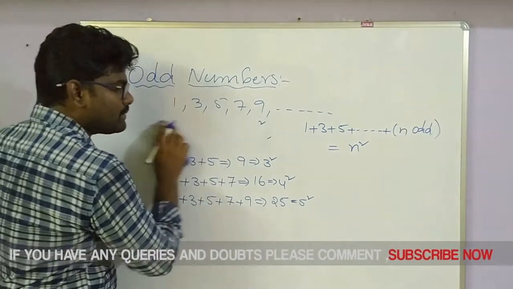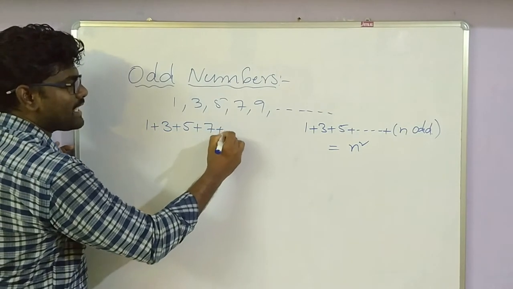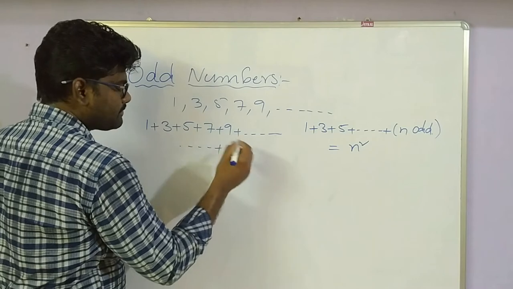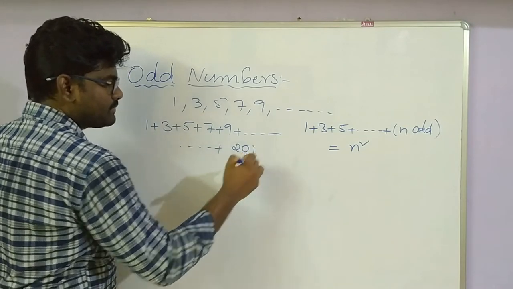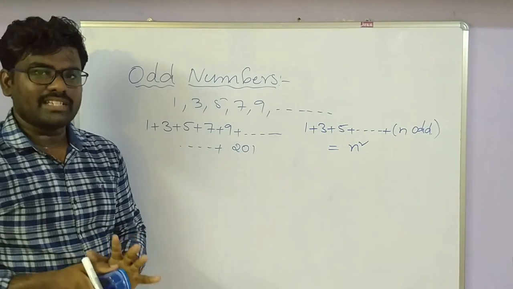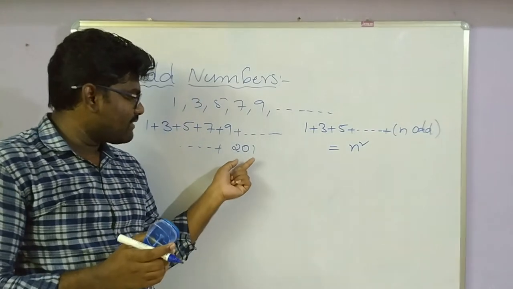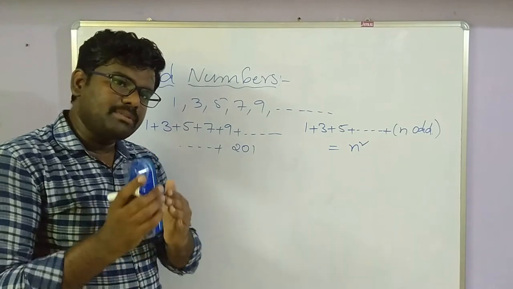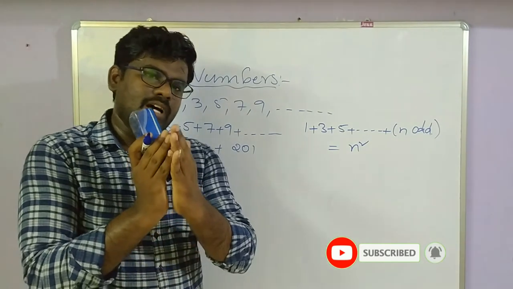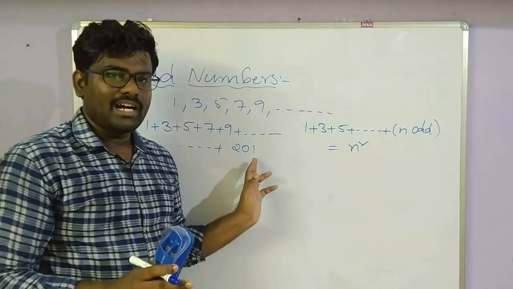In the same way, we can observe an example. What is the example? 1 plus 3 plus 5 plus 7 plus 9 and so on. They are given, the last number 201. First we need to observe how many odd numbers are there. How can we find how many odd numbers? Up to 200, how many odd numbers are there? 100 odd numbers. Up to 200, there are 100 even numbers and 100 odd numbers.